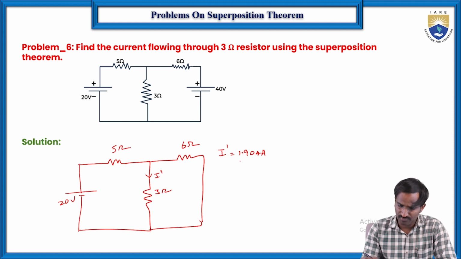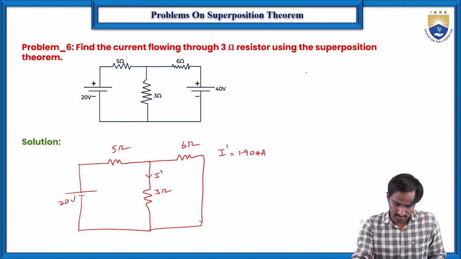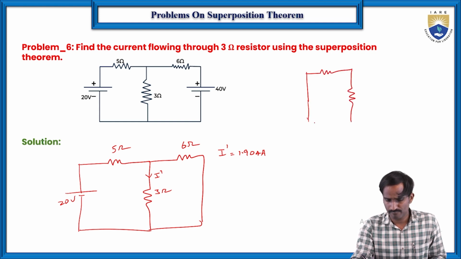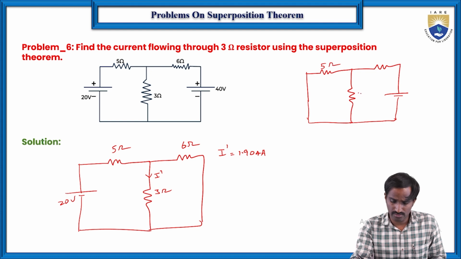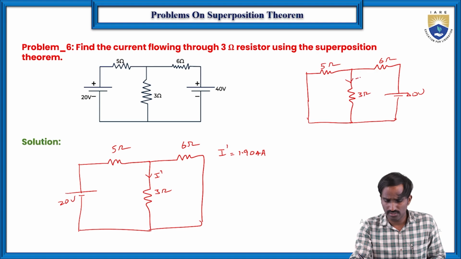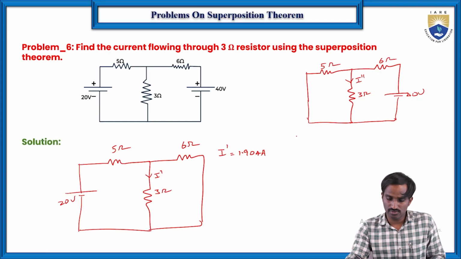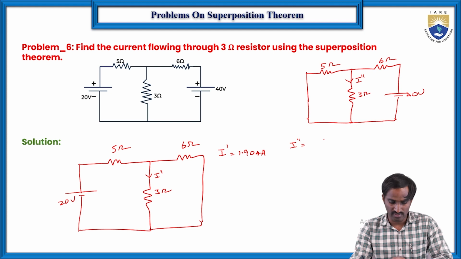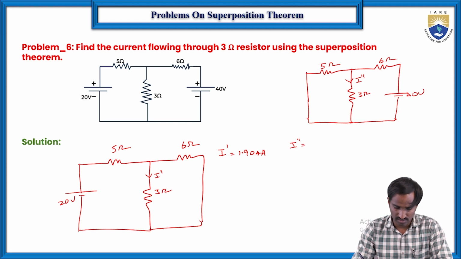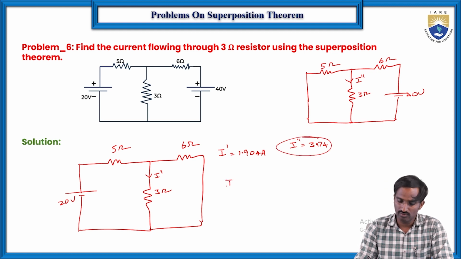Then similarly, this is the second case. Here 5, 3 and 6 ohms and 40 volts. Again let us consider I double dash. Here also you can apply any one rule, and you will get the value of I double dash as 3.174. Then again we know I is equal to I dash plus I double dash.